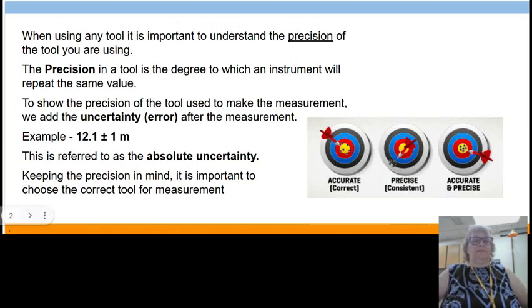Keeping the precision in mind, it is important to choose the correct tool for the measurement. If you want to measure micrometers, you are not going to use a meter stick, right? You need something that can measure down that far.